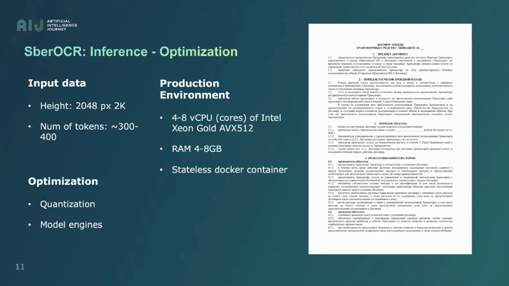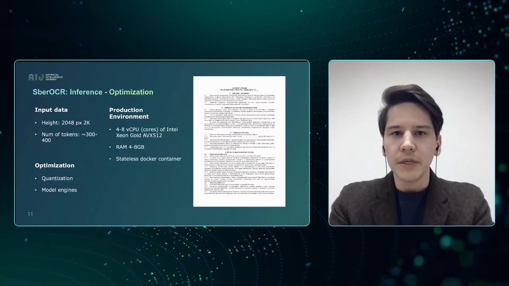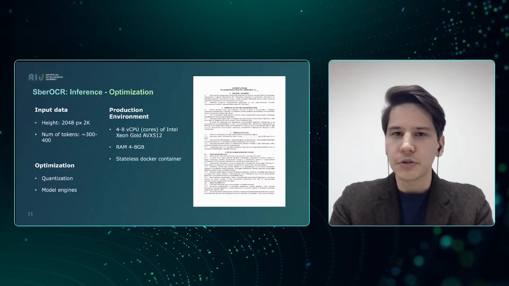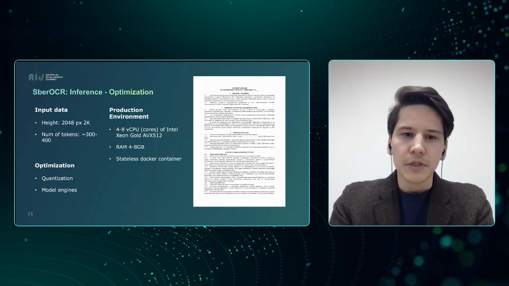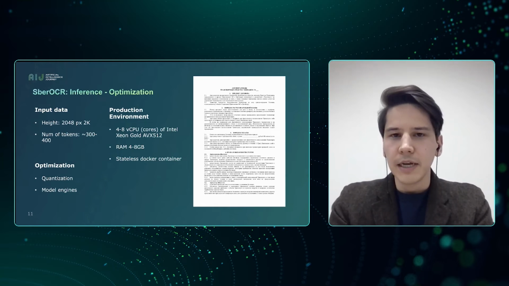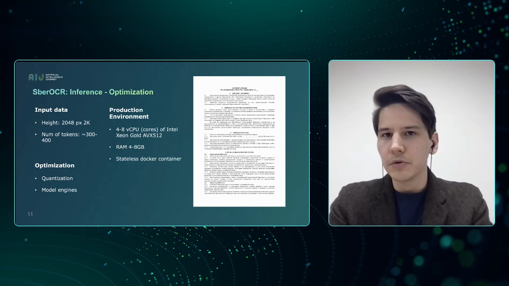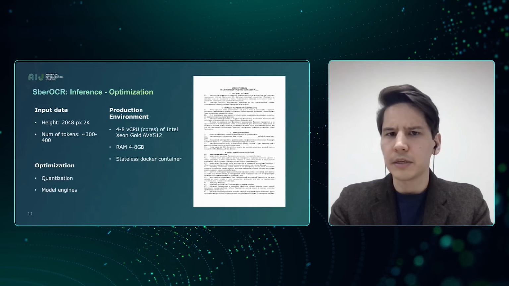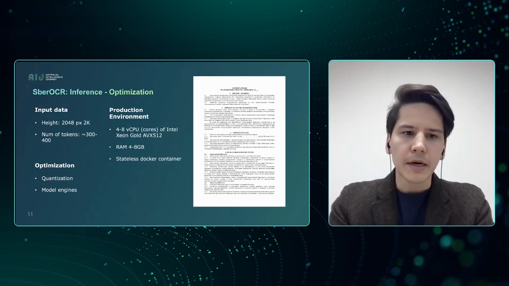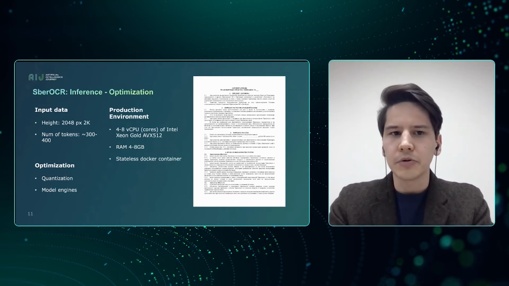But our task is different. We need to have the ability to process each document page as quickly as possible. In particular, each container has 4 to 8 vCPUs that can be considered cores. The image resolution is 2K, like in a good TV.